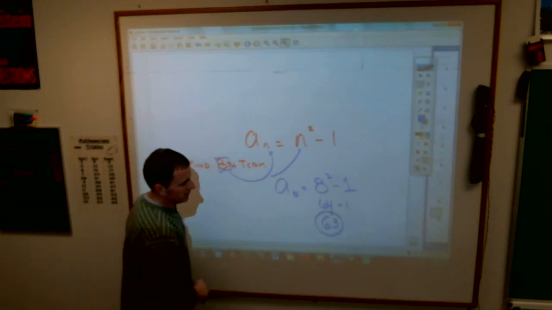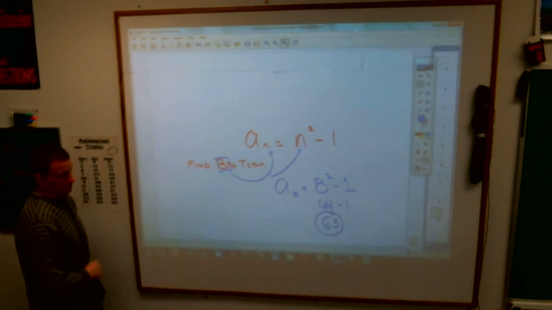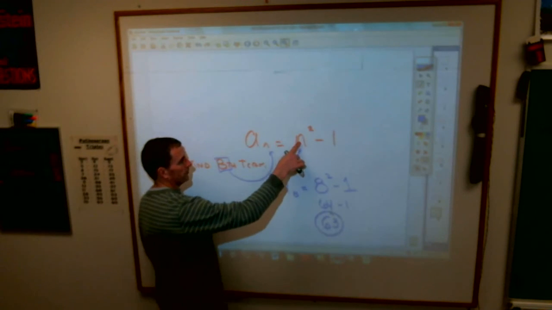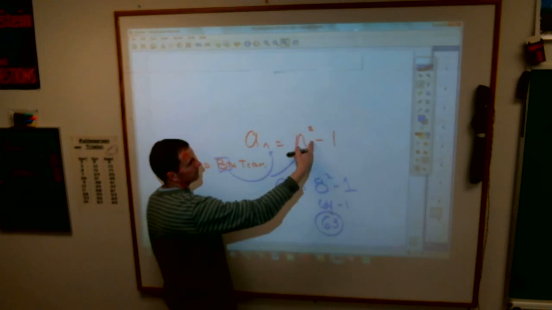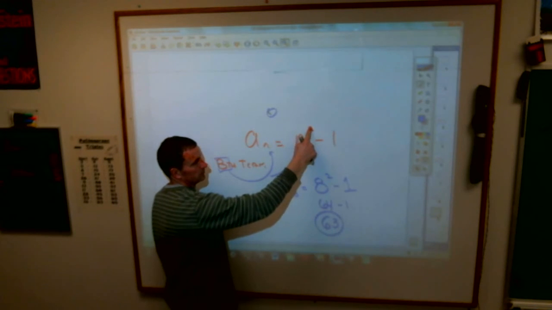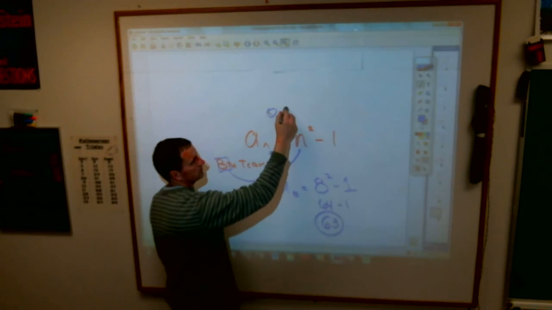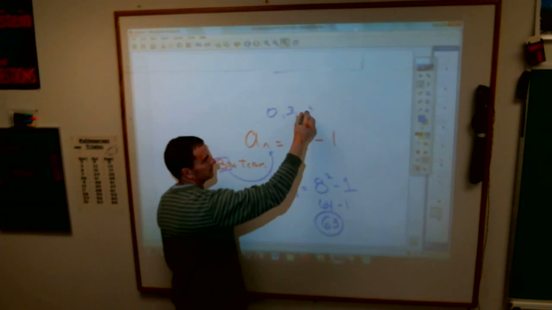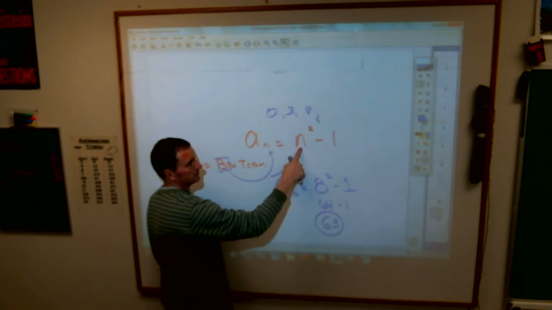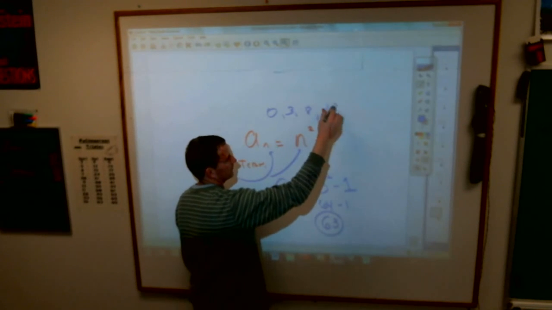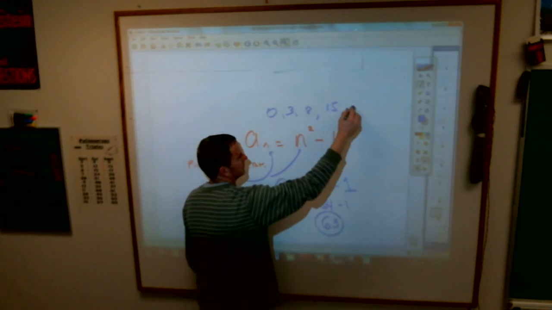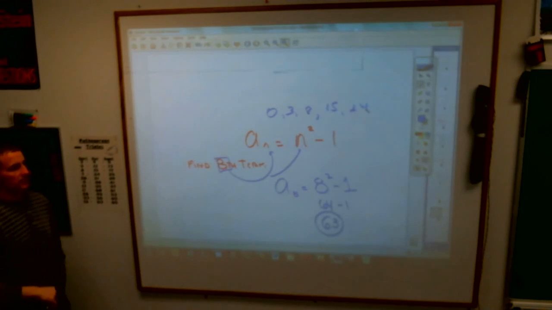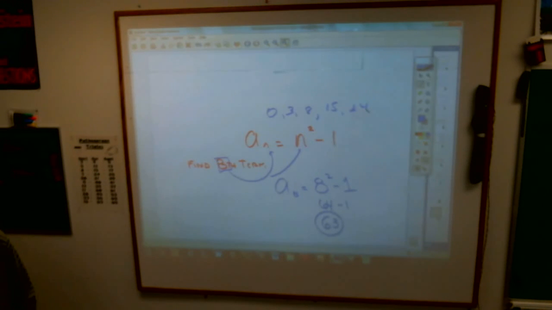So you don't have to sit down and make all the tables up. I mean, you could if you want. What would the first term be? 1 squared minus 1 is 0. 2 squared minus 1 is 3. 3 squared minus 1 is 8, 4 squared minus 1 is 15, and so on until you get to that 8th term. But you might as well use the formula that they give you.